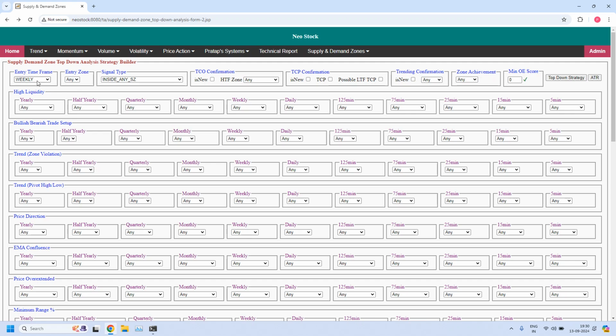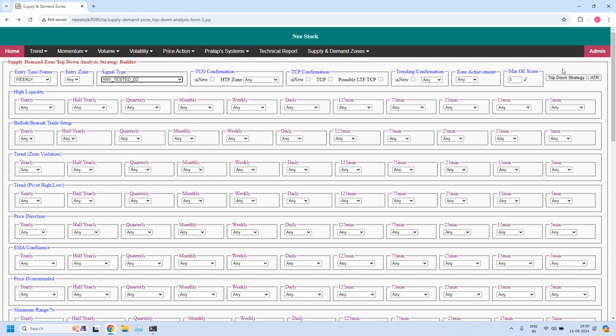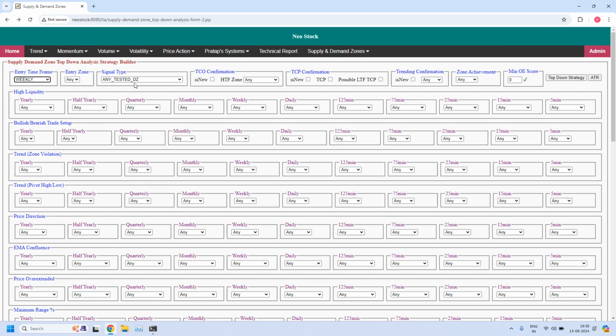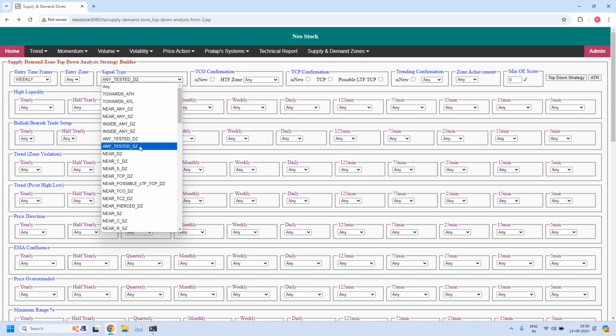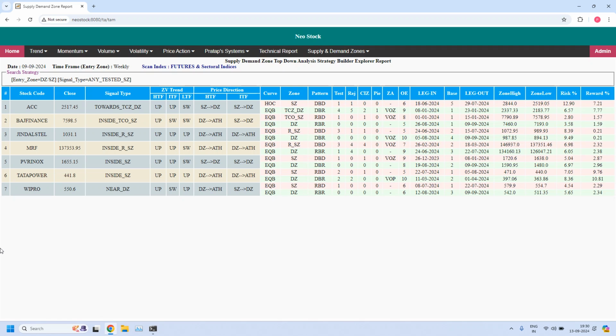So next report for the weekly time frame, let us find the stocks tested during this week. These 10 stocks having weekly demand zones are tested during this week. Next, for the weekly time frame, let us find the stocks having weekly supply zones tested during this week. So these 7 stocks having weekly supply zones are tested during this week.